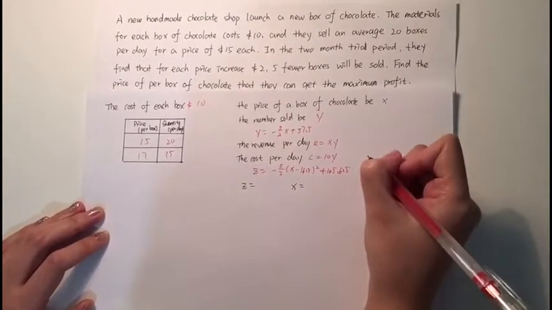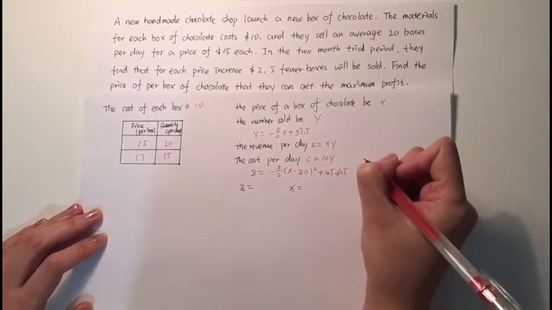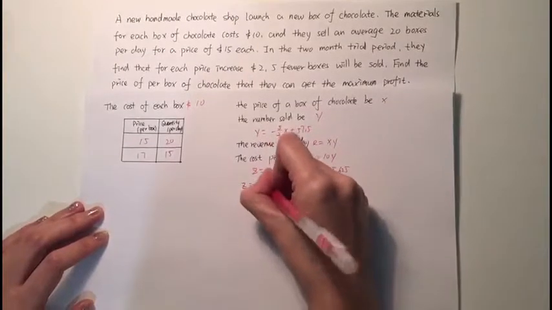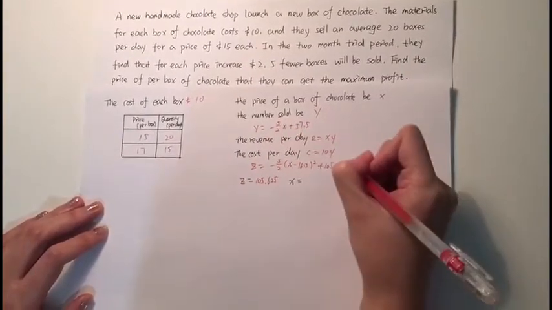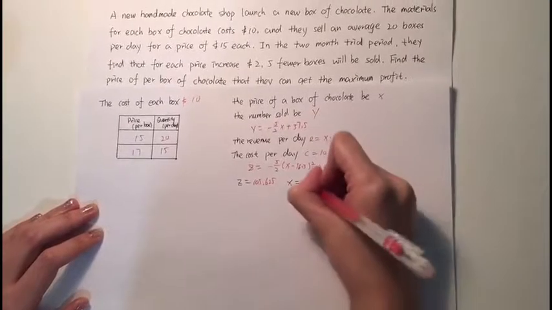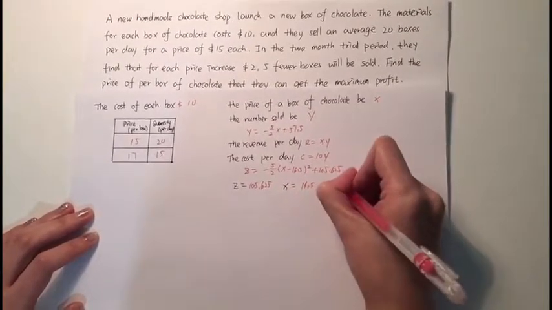This is an upside-down quadratic, so the maximum profit is 105.625, and this occurs at a price of $16.5 each. That's all for our video.